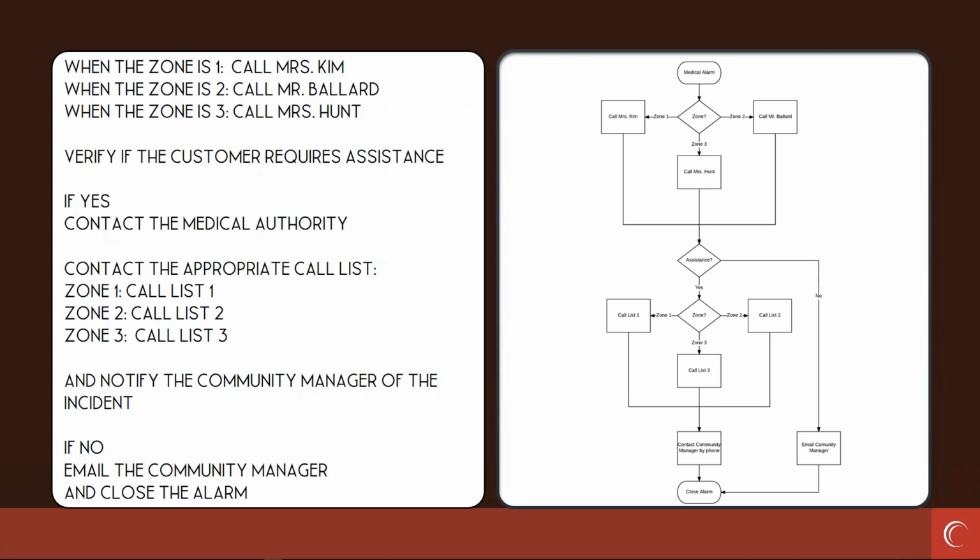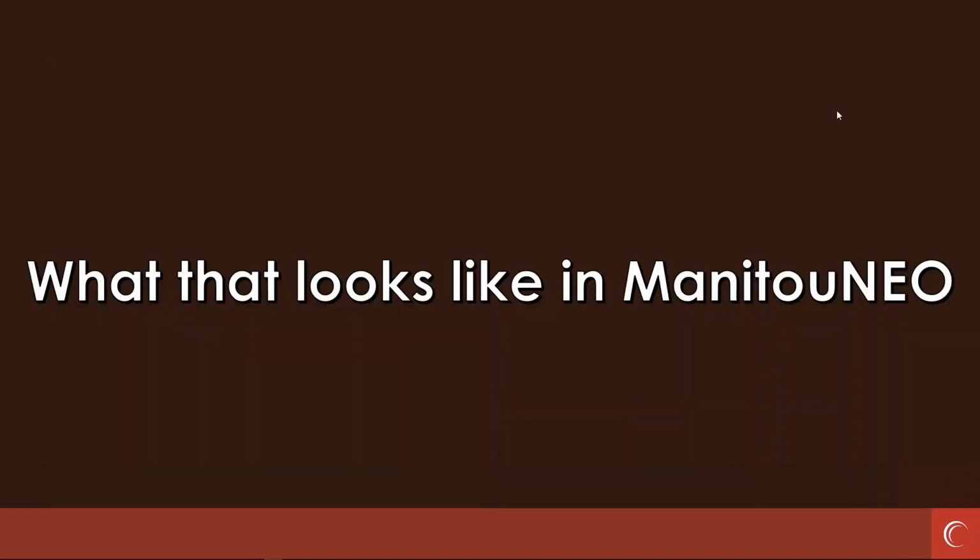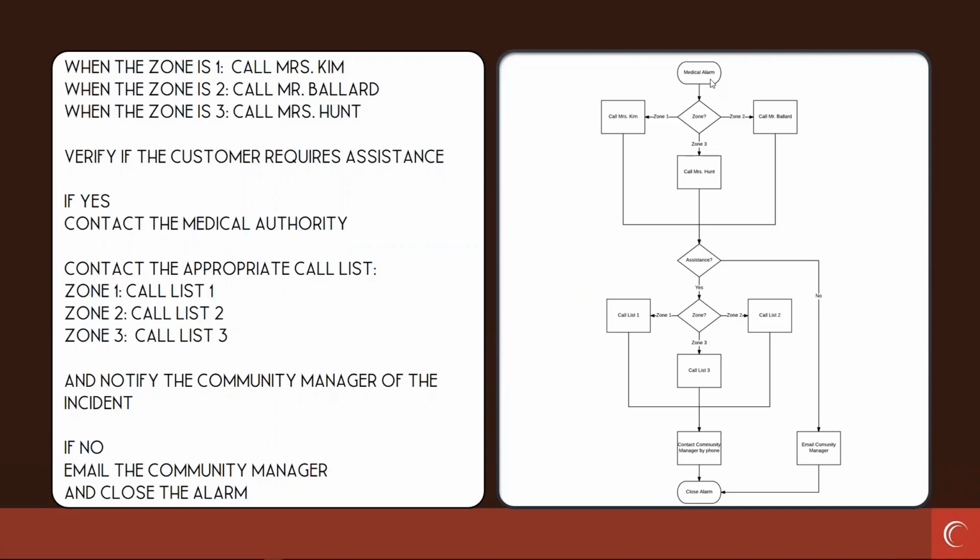To make it clear for me, I'm a bit of a visual person, so I draw myself a little flowchart. I have my medical alarm that comes in, and then I determine what zone it is. If it's zone 1, I call Mrs. Kim. Zone 2, I call Mr. Ballard. Zone 3, I call Mrs. Hunt. And then I ask, do you need assistance?